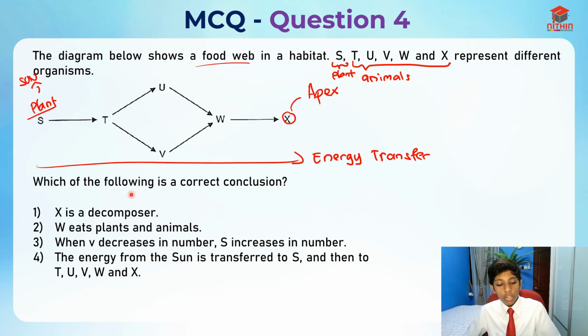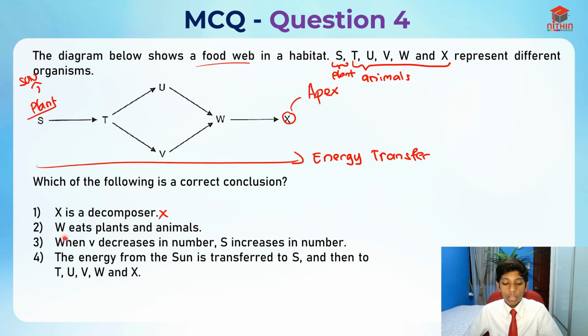Which of the following is a correct conclusion? Number one, X is a decomposer. Is X a decomposer? I don't think so, because X is actually the apex predator, right? It actually eats W. It doesn't decompose. So this is actually wrong. X is not a decomposer.